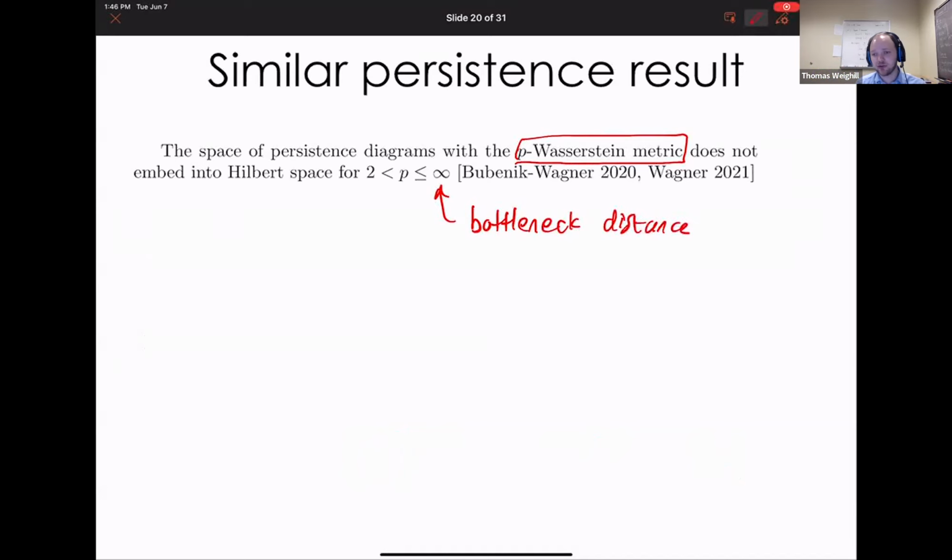And for p greater than 2, it's known that you can't embed into Hilbert space. And there are some very nice overlaps between the techniques that we use and the techniques used there. So it's a similar strategy. You basically focus on embedding nasty things into that space using a Kuratowski trick. It's unknown, by the way, for 2 and 1. So that's still open as far as I know.